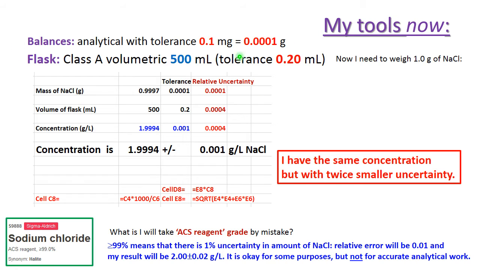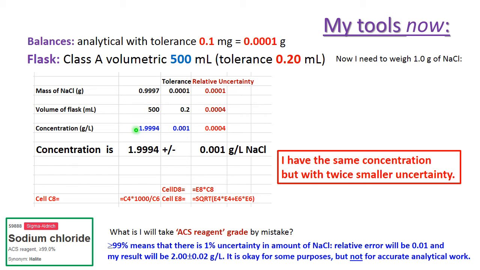So again, I'm using the same balances. Now I'm using a 500 ml volumetric flask. Tolerance is 0.20. And of course I need 5 times larger amount of sodium chloride. So I'm weighing sodium chloride. I did not make exactly 1 gram, but it's 0.9997. Tolerance is the same. Relative uncertainty is visibly smaller. What's more important, the relative uncertainty from my 500 ml flask is much smaller than it used to be, twice smaller.